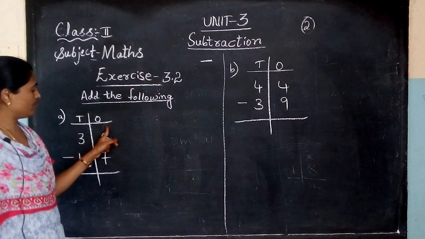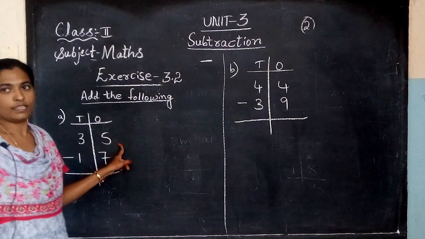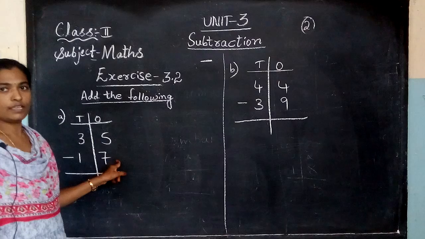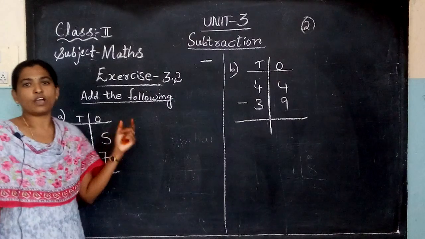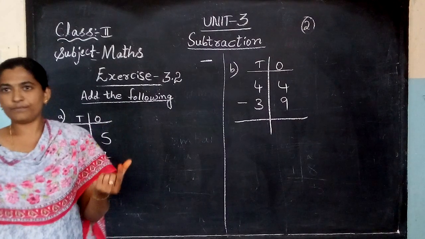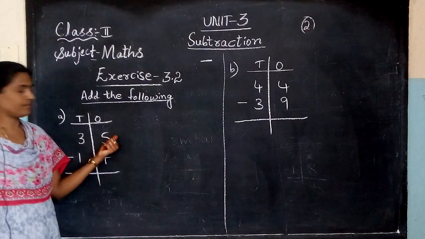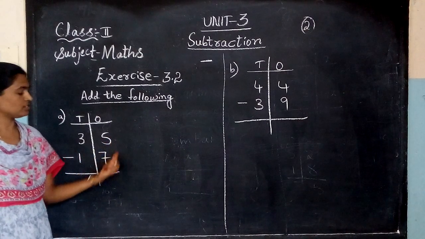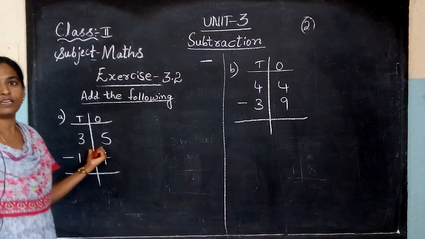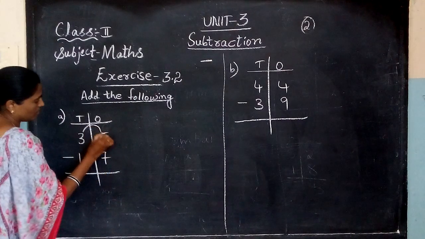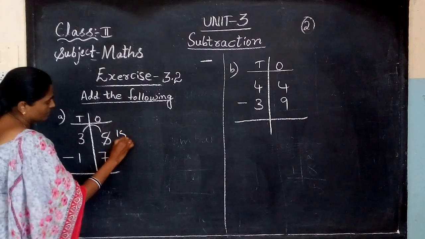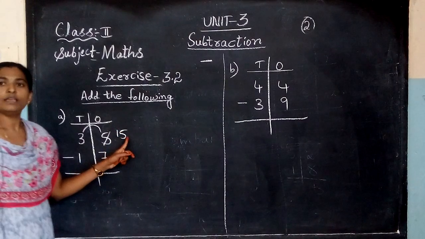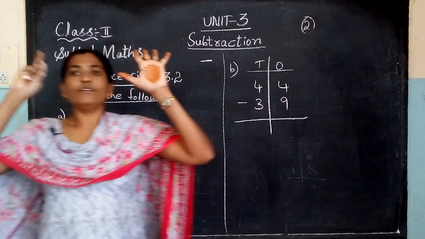In the tens column, what number is there? 5 is there. Again 7 is there. From the small number you can't take away the big number. Okay, now 5 is the small number and 7 is the big number. From 5 you cannot take away 7. That's why take a borrow from the tens column. What did it become? 15. Yes, 15 in the mind, 7 in your fingers.